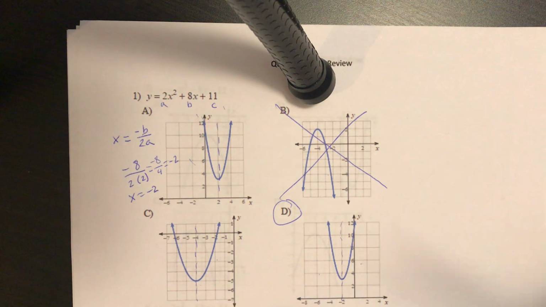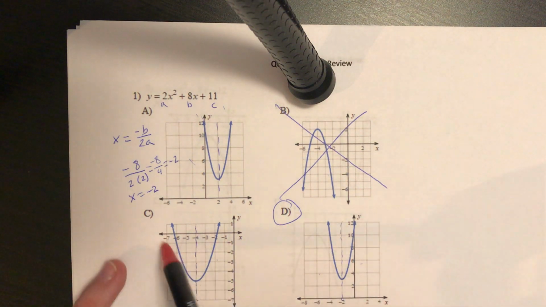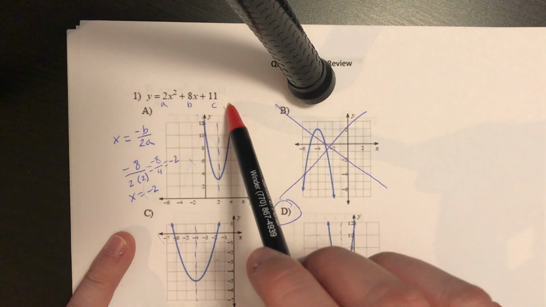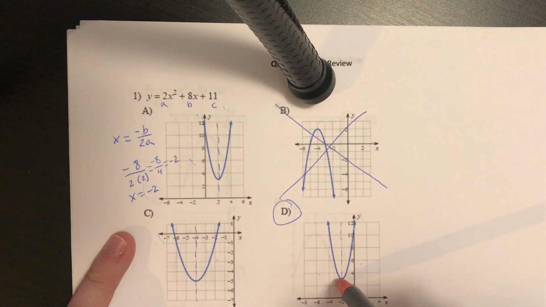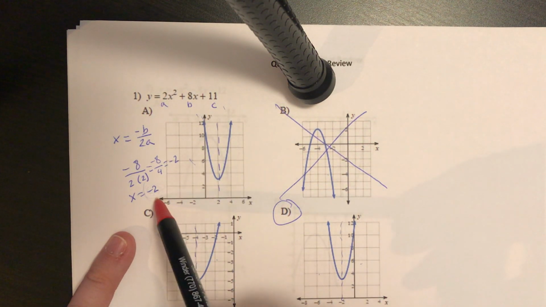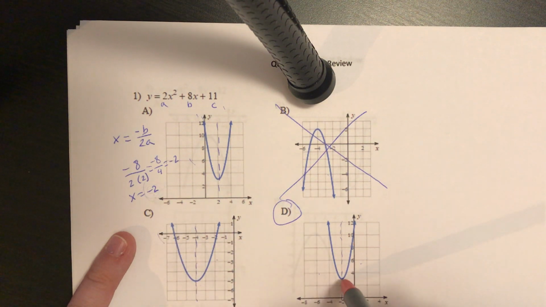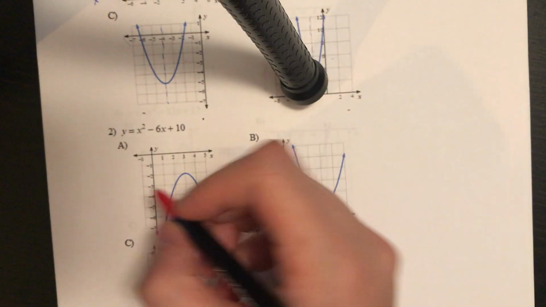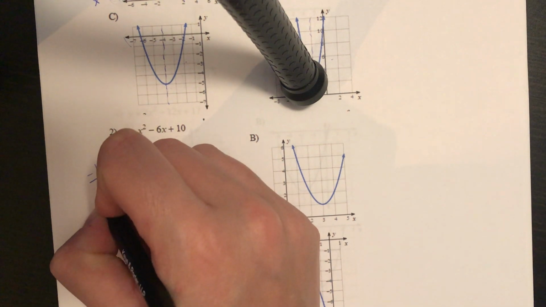So you may have to, with some of these, find your y value as well. And if that was the case, I would plug the negative 2 back in and find your y value. But if I know this is our axis of symmetry, and that's the only one with an axis of symmetry of negative 2, then there you go. That's going to be my winner. Okay, so I'm going to do these others pretty quick. Do the same thing, negative B over 2A.